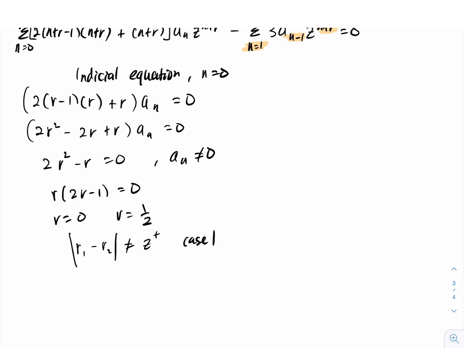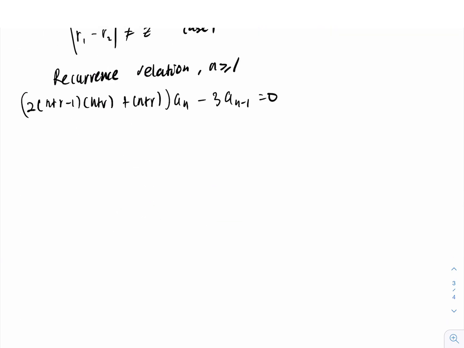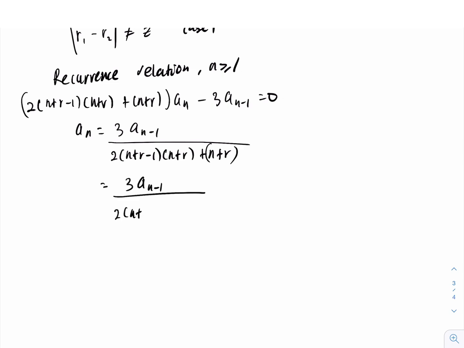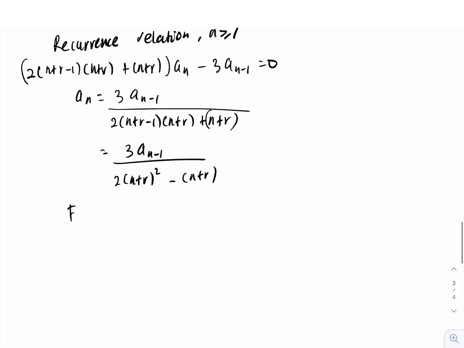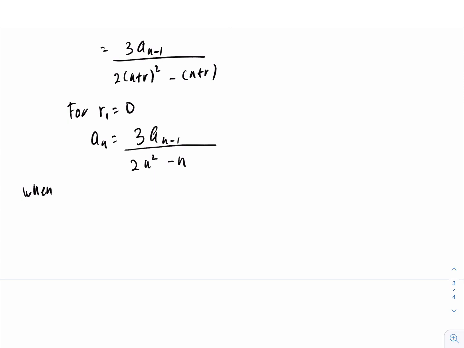Next, we want to find a recurrence relation for a_n. So we'll simplify this. You can just stop it here, or you can also simplify it further. For the first root, r1 equals 0, our a_n will be 3a_(n-1) over 2n squared minus n. We have to find a1 and a2 because we want the first three non-zero terms.